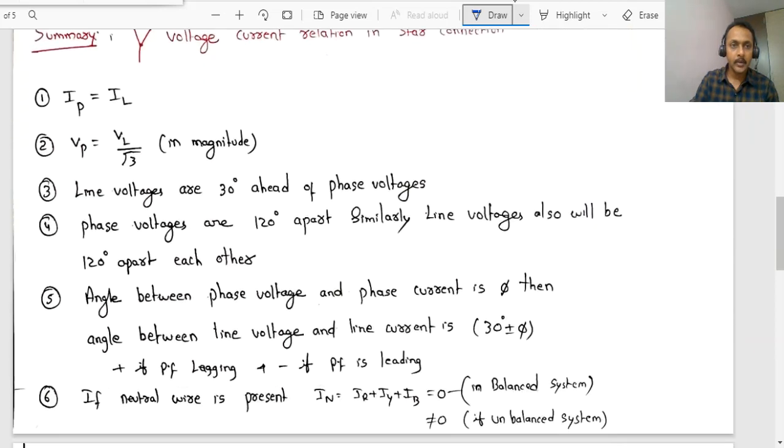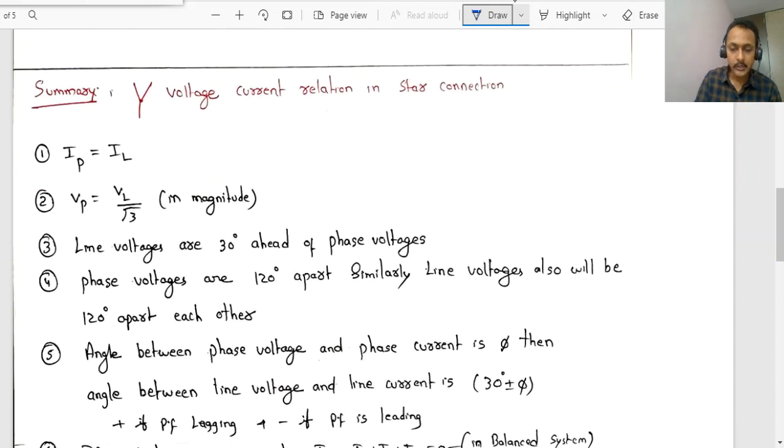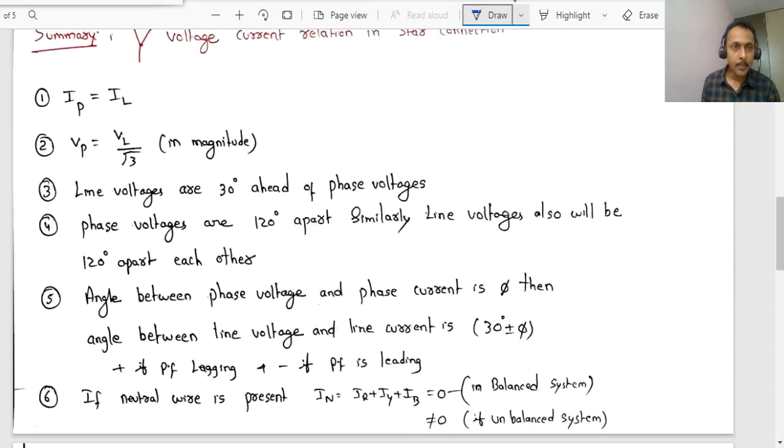Now what is the summary in star connection? Dear students, please observe, IP, P indicates phase value. IP is the phase value, phase current. IL indicates the line current. So phase current is the same as line current. Phase voltage is equal to VL by root 3. Magnitude wise, line voltages are 30 degrees ahead of phase voltage.